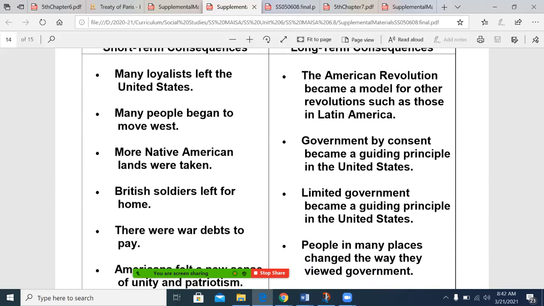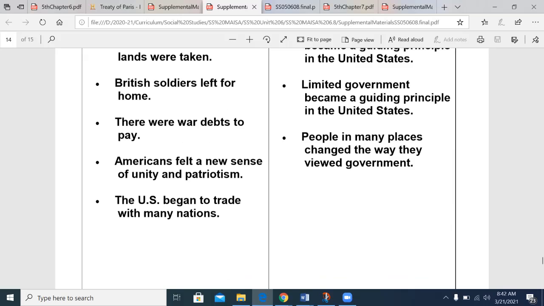There are some consequences to the American Revolution. Short term, many loyalists left the United States, and many of them returned either to Canada or Great Britain. Some went to other colonies. People began to move west, which is going to be a huge problem, as there were already people living in the West, and the colonists believed that, hey, we can claim land, even though it was already owned or possessed or lived on, which obviously means more Native American lands were taken. British soldiers had to leave and head for home or Canada.